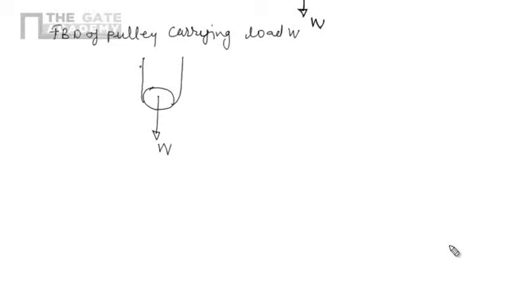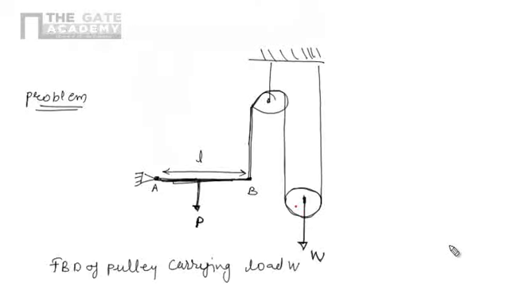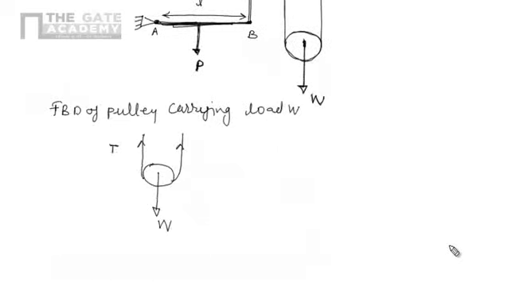So there will be a tension here. It's a continuous string, so the tension will be uniform. So we can say that tension here is T, and here it will be T. Now after drawing the free body diagram, we can apply the conditions of equilibrium. If it is in equilibrium, then net force and net moment will be zero.